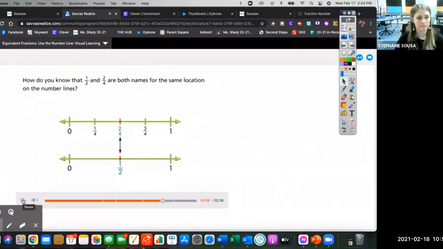How do you know that 1/2 and 2/4 are both names for the same location on the number lines? They name the same points on the number lines.